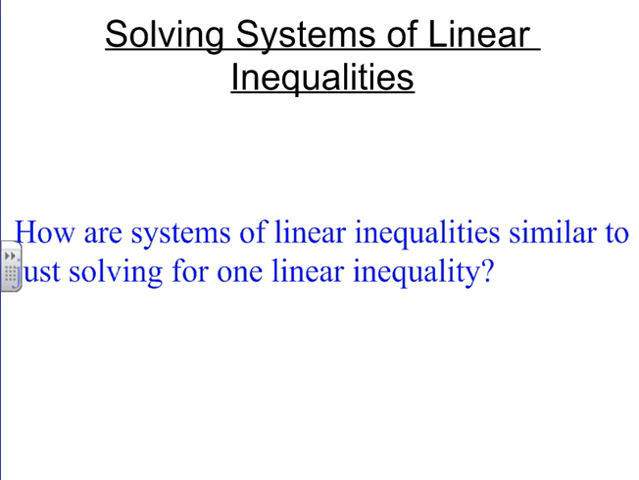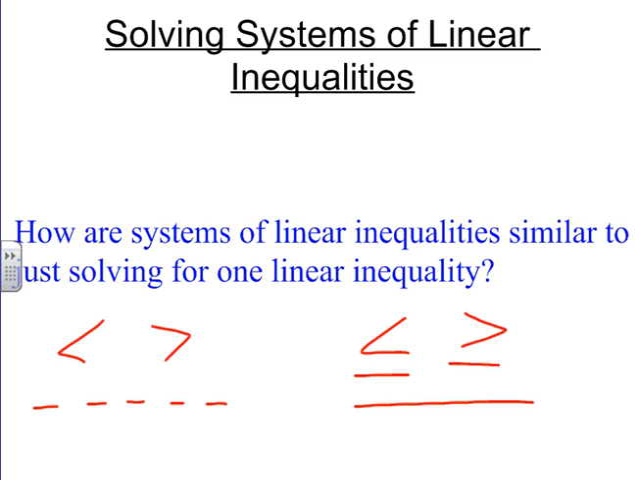Okay, we're going to address solving systems of linear inequalities. So how are systems of linear inequalities similar to solving just one linear inequality? Well, they're similar in that we're still going to use dotted lines when we have less than and greater than signs. When they're less than or equal to or greater than or equal to, we're going to use solid lines. We're also going to include shading, whether it's greater than or less than.